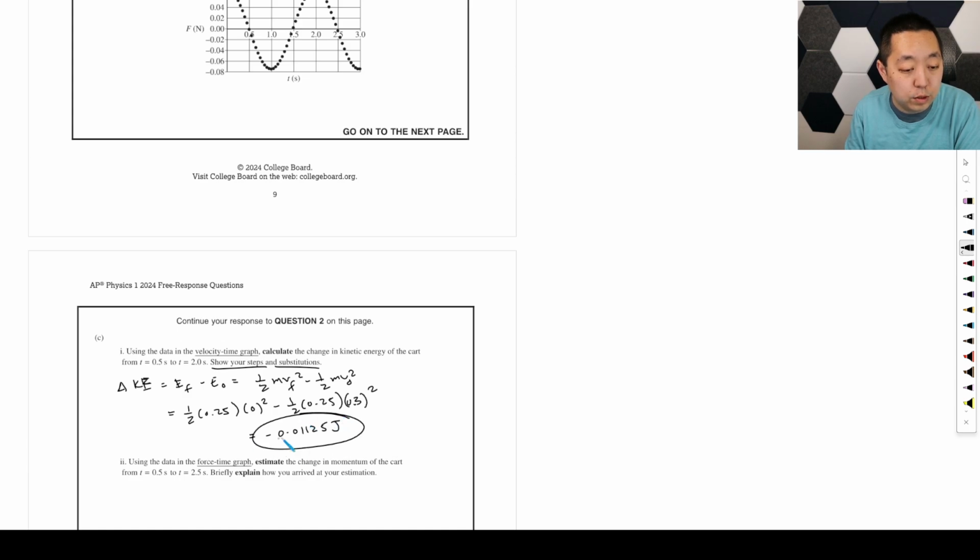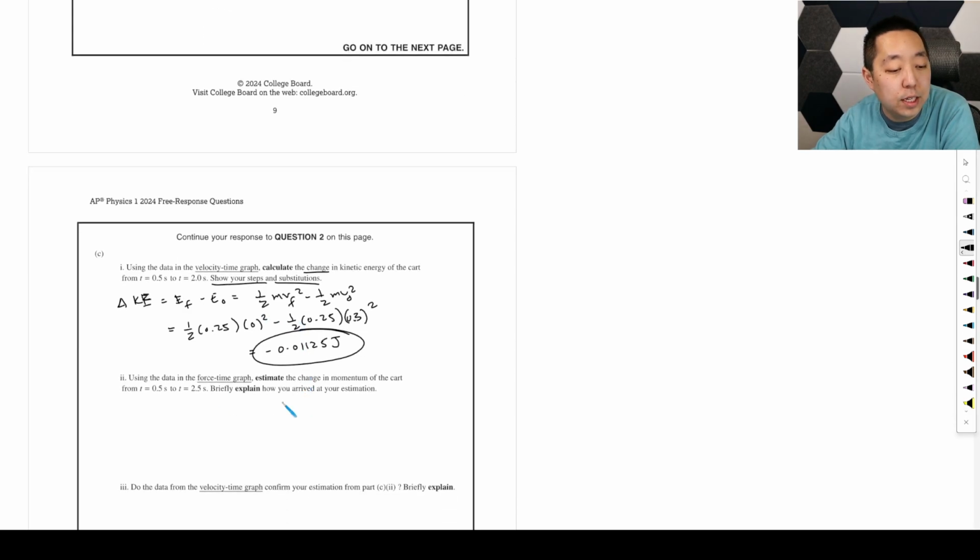You probably do have to use the negative sign because they ask for the change. They didn't ask for the magnitude of the change. They asked for the change, which is final minus initial. Using the data in the force-time graph, estimate the change in momentum of the cart from here. Briefly explain how you arrive at your solution.